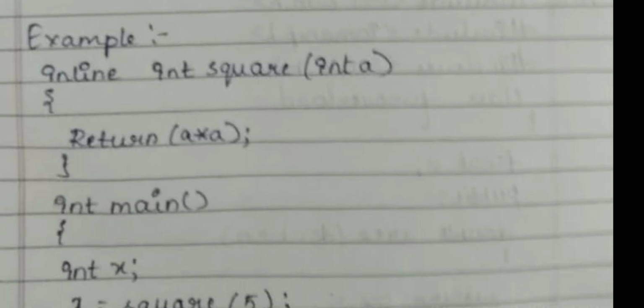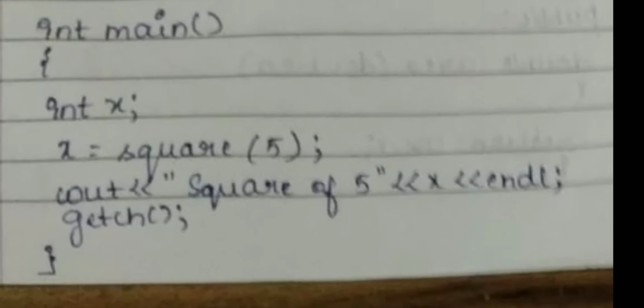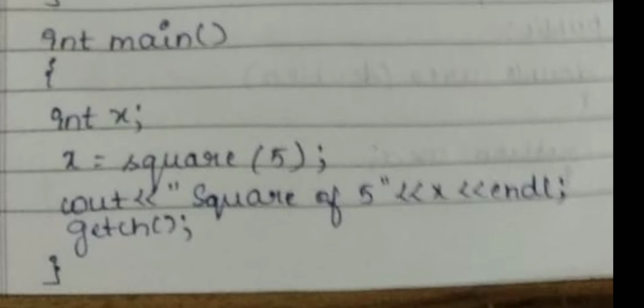After the header, what is there? The body of the function is there. In the body, square of a number. For example, if you give 2, 2 into 2, 4 it will return. Now you see here, there is another function called the main function. Every function header has a return type, function name and argument list. Return type is int, function name is main, and the argument list is empty brackets.